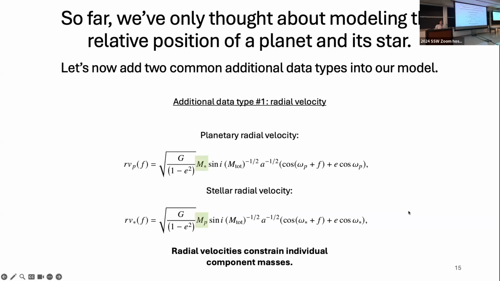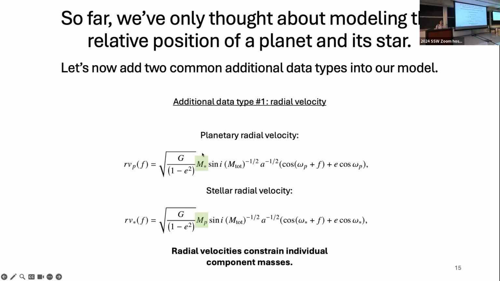One important thing to point out is that all of a sudden the individual masses show up in these equations. So the critical takeaway here is that if you have radial velocities, you can constrain individual component masses. But a common point of confusion is that if you have a radial velocity measurement of a planet, you actually can't measure the planet's dynamical mass.